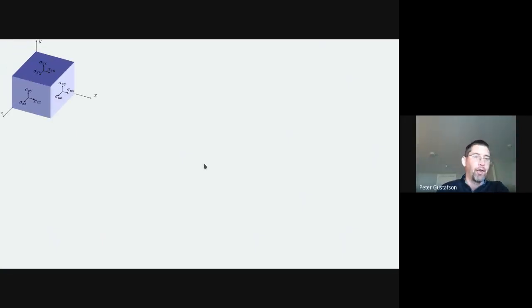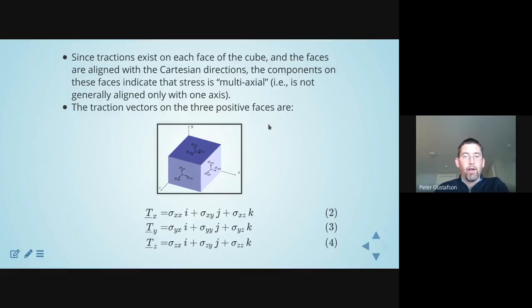Let me view this image so that it's a little bit easier to see, perhaps. I don't know if that helped at all. In fact, I don't think it helped at all.